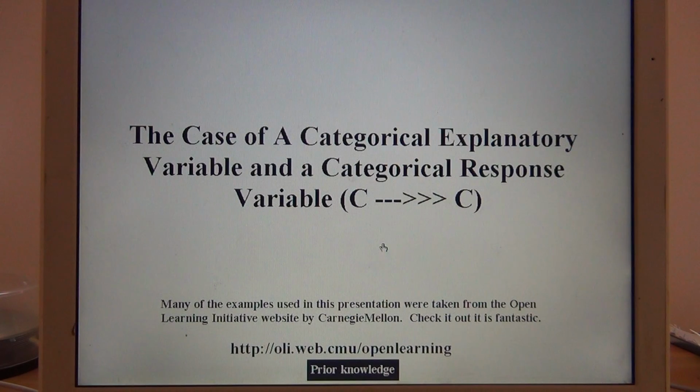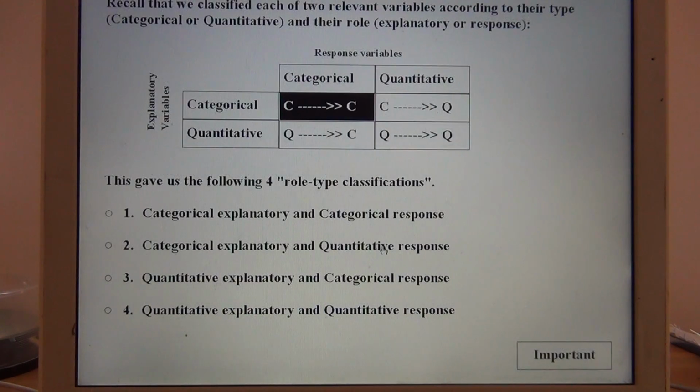Okay, well, let's take a look at the categorical explanatory variable and categorical response variable. Recall that we classified each of 2 relevant variables according to their type, either categorical or quantitative, and their role, explanatory or response. So here, let's take a look at this little diagram. Here we have our explanatory variables, and they can be categorical or quantitative. And here we have our response variables, and they can be categorical or quantitative.